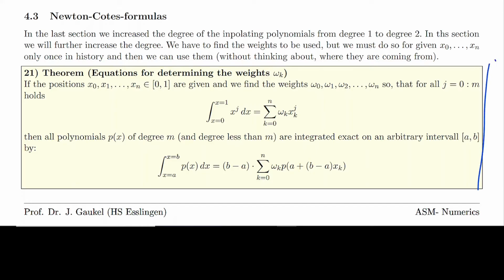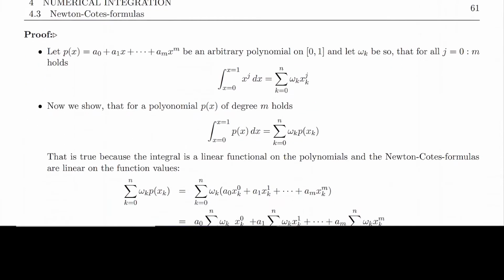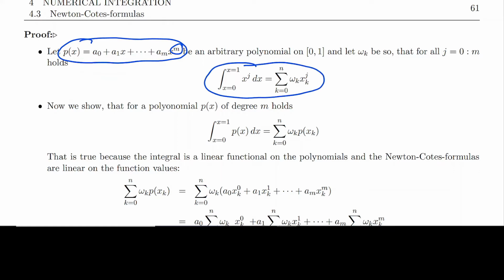Okay, now we are in my script. Here the theorem again, which we wrote on the paper. And now we want to prove that theorem. So let's start with an arbitrary polynomial of degree m. And we want to show that if for the monomials this formula is true, then it's also true for polynomials of order m. So that's what we want to prove in the first step, and we will focus in the first step on the interval 0, 1, and the second step will be an arbitrary interval.